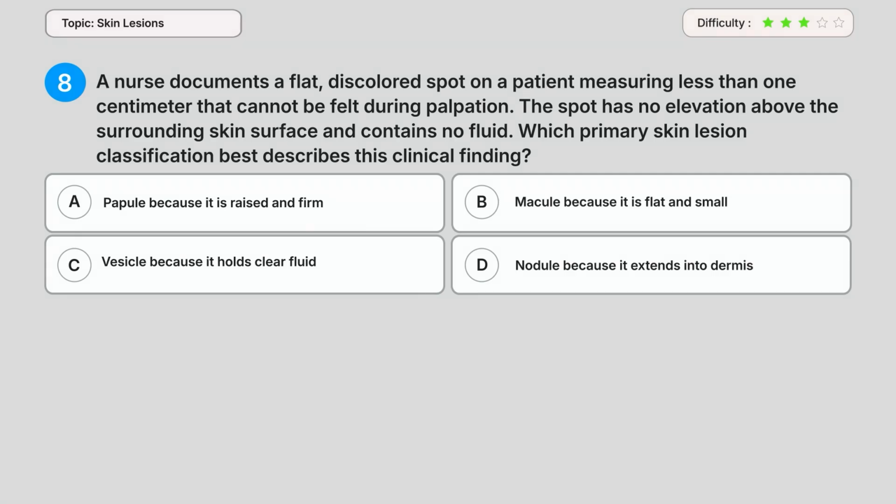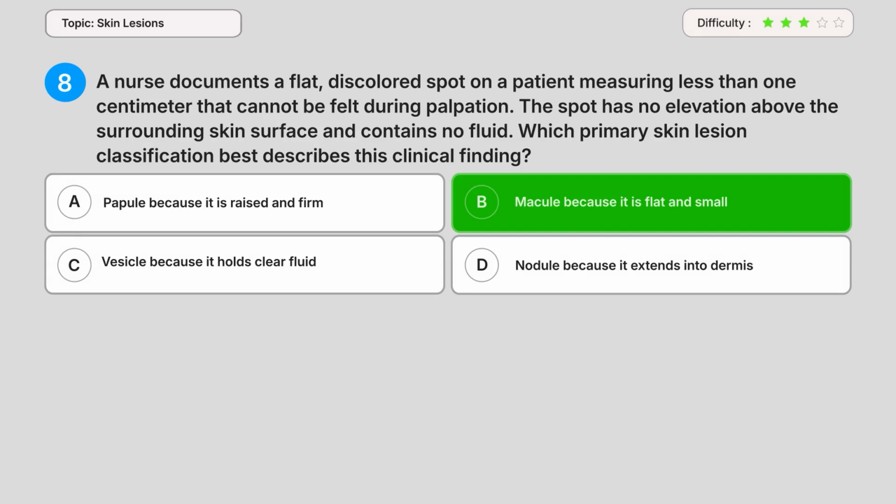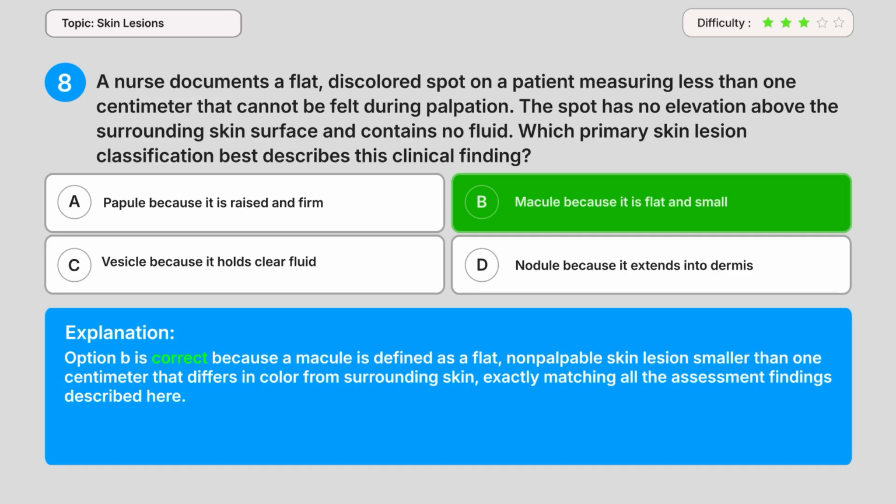Correct answer. B. Macule because it is flat and small. Explanation. Option B is correct because a macule is defined as a flat, non-palpable skin lesion, smaller than 1 centimetre, that differs in colour from surrounding skin, exactly matching all the assessment findings described here.